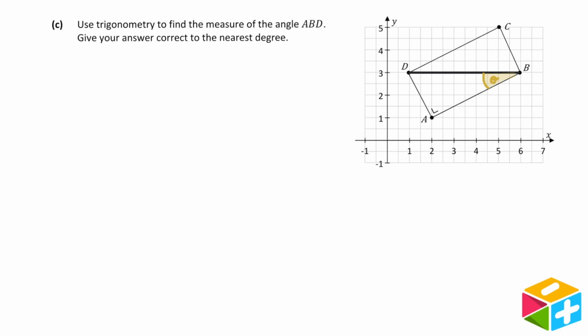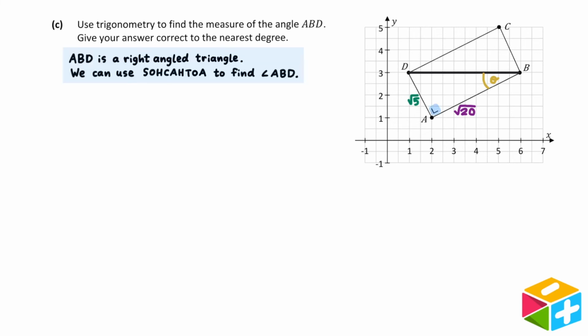In the previous parts of this question, we found out some useful information about this triangle ABD. We saw that the length of AD was the square root of 5, and the length of AB was the square root of 20. So, how can we use this to find the angle theta? Well, our triangle ADB is a right-angled triangle. And when we want to find an unknown angle in a right-angled triangle, we can use SOHCAHTOA.